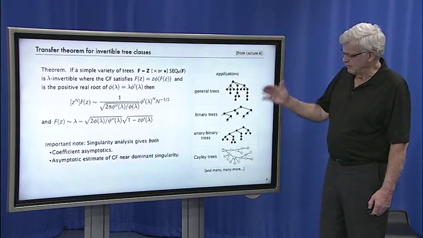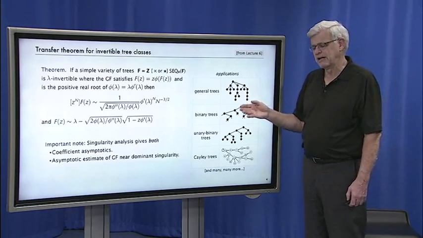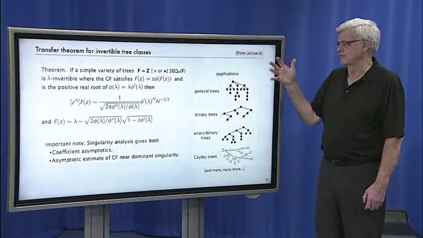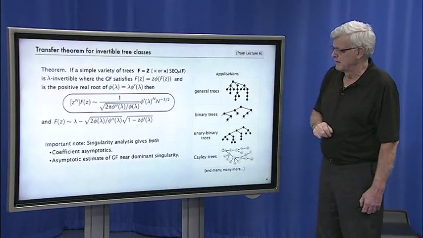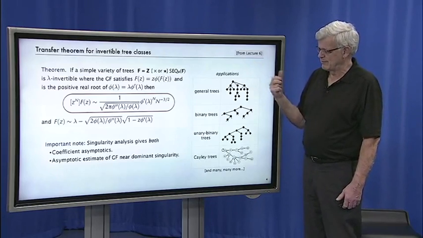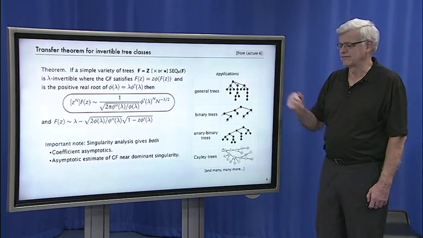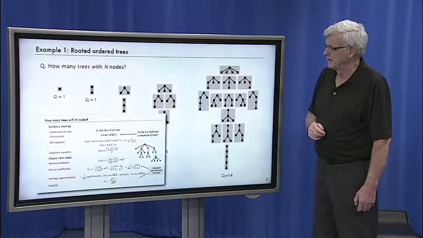An important note, as I just mentioned, is that the singularity analysis gives you not only the coefficient asymptotics, but also an approximation of the function near its dominant singularity. That's automatic. This is a schema that works for any kind of sequence. And so, as usual, in most applications, what we're going to be focusing on is the calculations involved in the coefficient asymptotics, and these are quite simple calculations.